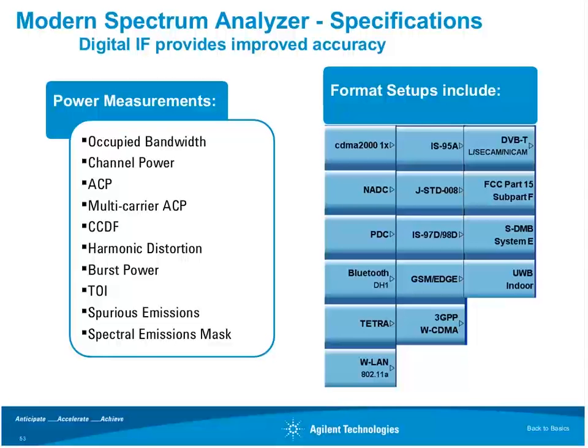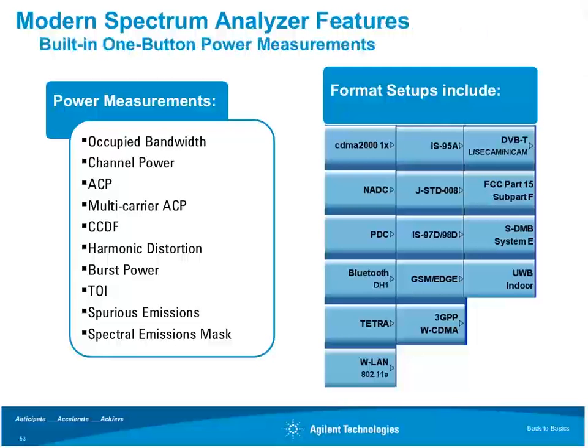Some other things that you can do now with the digital processing power is you can create a number of one-button measurements. So if I want to do things like occupied bandwidth or channel power, CCDF statistics, or harmonic distortion measurements, these now become very easy to build into the instrument, and by pressing a single button you can make that kind of measurement.